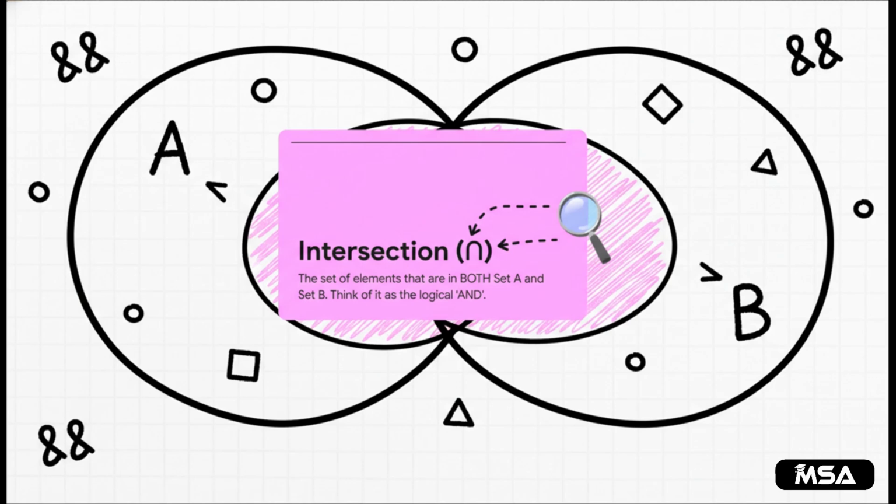Okay, next tool, the intersection. Now, the intersection of two sets has only the elements that are in both set A and set B. So if the magic word for union was or, the magic word for intersection is absolutely and. This is like searching for cats and dogs. You only get results that have both. It's all about finding what they have in common.